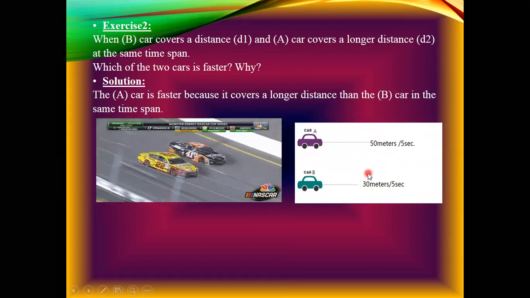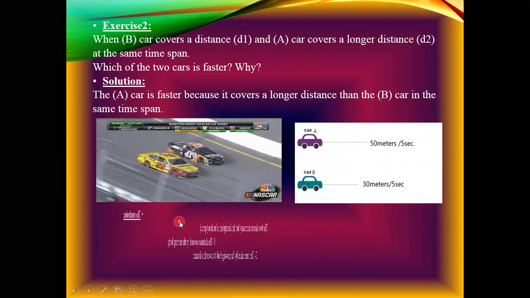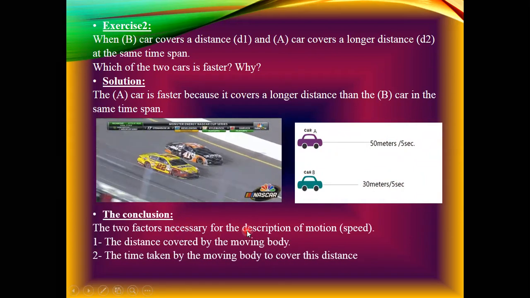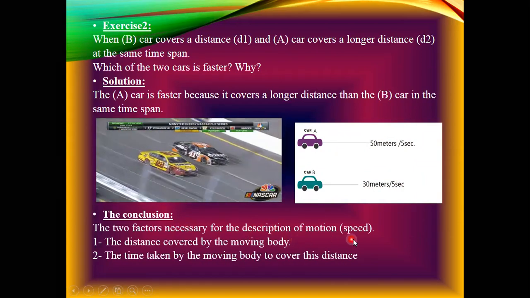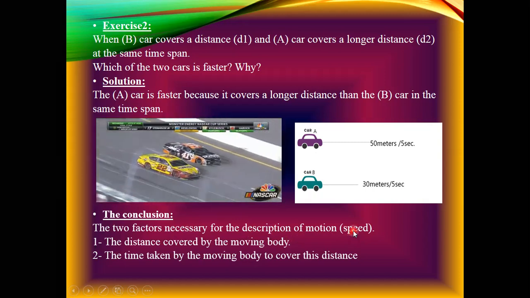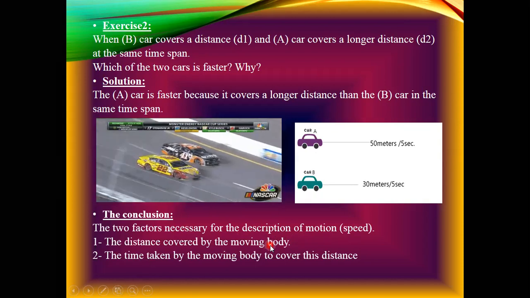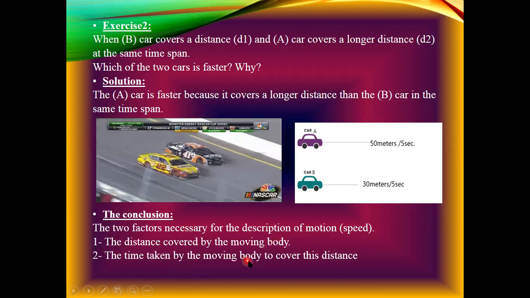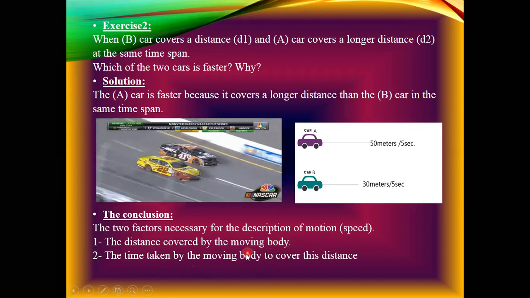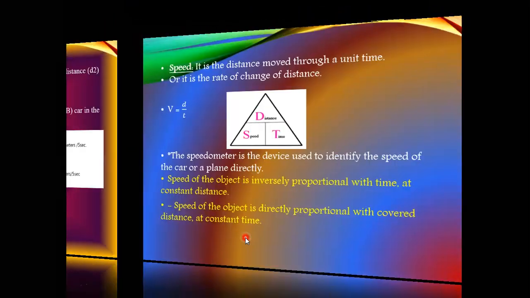So if we are going to compare between them, car A is faster because it covered a longer distance in the same time span as car B. The conclusion: two factors are necessary for the description of motion, or the description of speed. Okay? Two factors, what are they? The distance covered by the moving body. Does it affect the speed or not? Of course it does. The time taken by a moving body to cover this distance. Of course, this is the second factor.